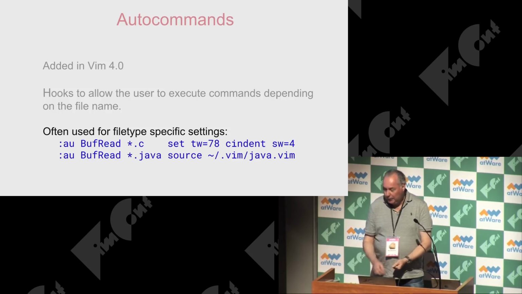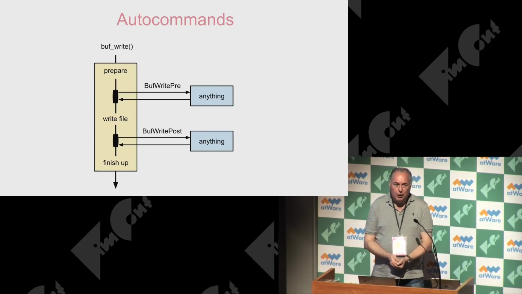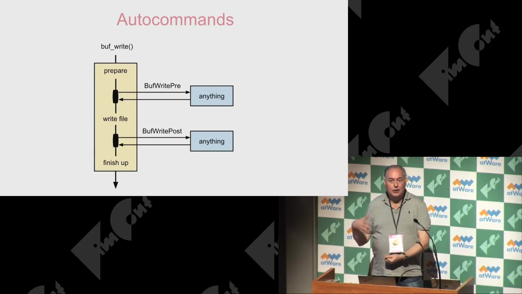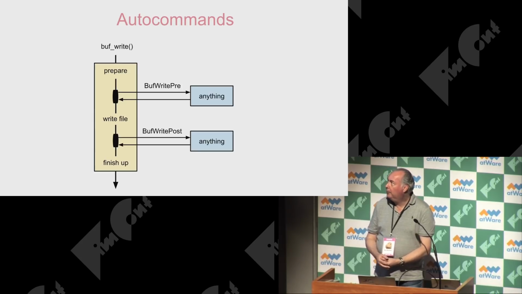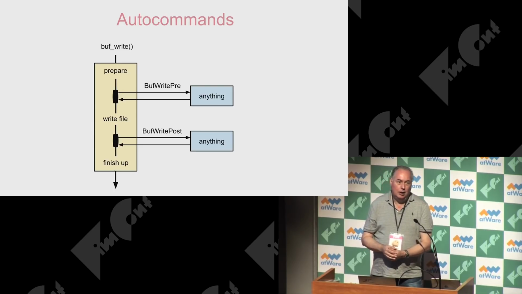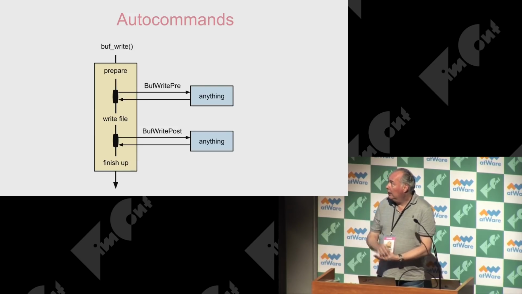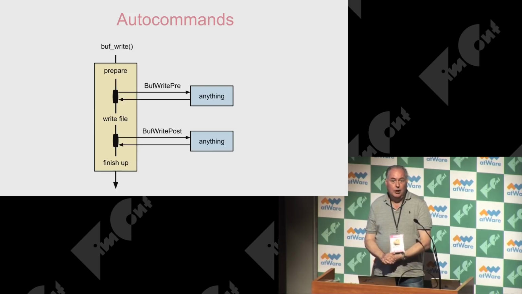So that's quite powerful. And if you look at the flow of the code, there's a C function buf_write that actually writes the buffer into a file. There's two places where you can hook into it before the write actually happens, so you can change the buffer before it's written. I myself use it quite often to add a date stamp to the file before you write it. And you can do something after the buffer was written, like cleaning it up.